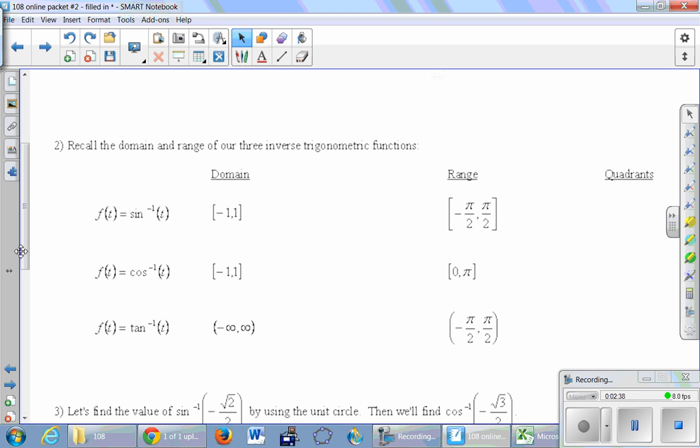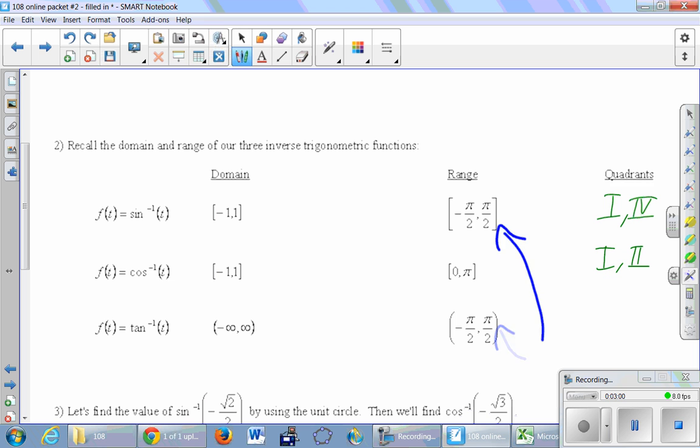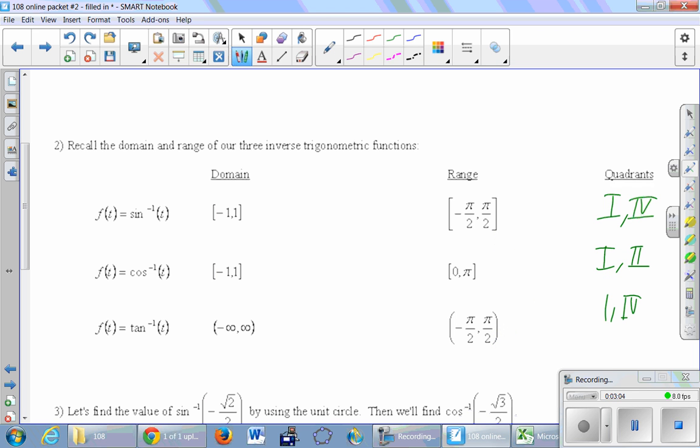Recall the domain and range of our 3 inverse trig functions. They're listed here. The only thing that's not listed are the quadrants. So just taking a quick look, negative pi over 2 to pi over 2, which quadrants is that? That is quadrants 1 and 4. 0 to pi, that's 1 and 2. And then finally, negative pi over 2 to pi over 2, same thing as up here, just not including the endpoints, but it's still the same quadrants, so 1 and 4.